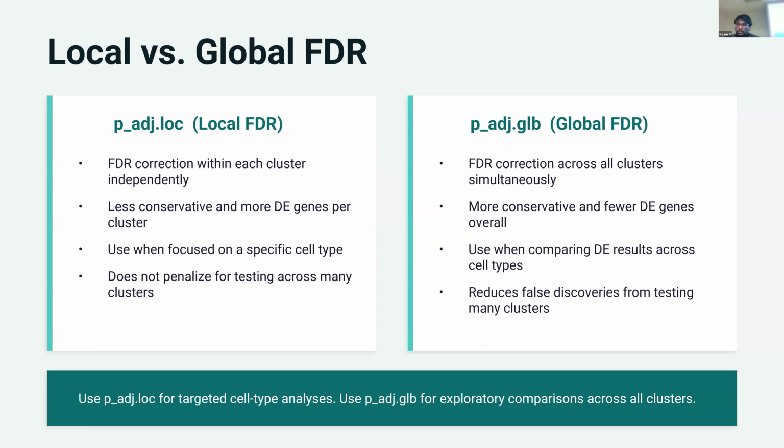Local FDR corrects p-values within each cluster separately. So if you test 8 cell types, each one of them gets their own FDR correction. A global FDR corrects across all these clusters simultaneously, which is more conservative. So basically, use the local FDR when you have a specific cell type hypothesis, and it's recommended to use the global FDR when you're exploring across all these cell types you have and want to limit your overall false discovery rate.